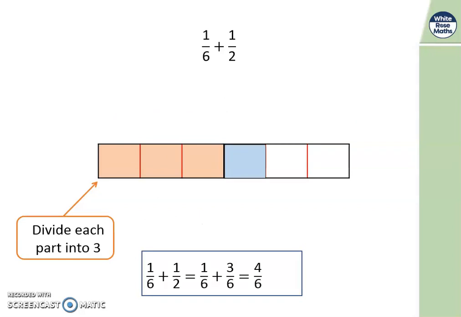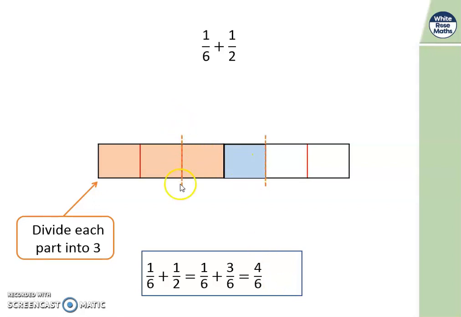What's 4/6 the same as? Could we make it so there's a number that goes into both parts, 4 and 6? What will they both divide by? 2. How many 2s in 4? 2. How many 2s in 6? 3. So that is equal to thirds.